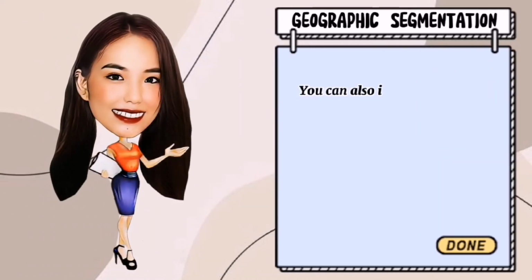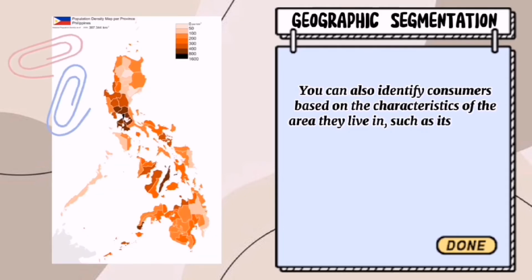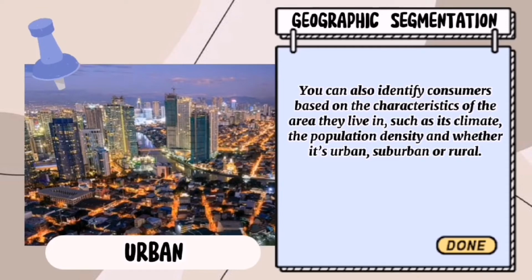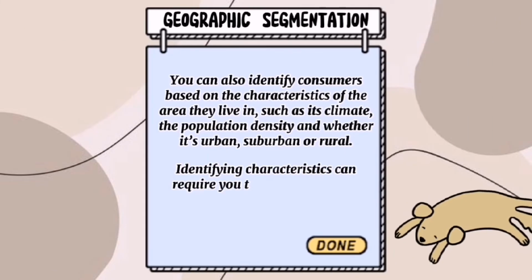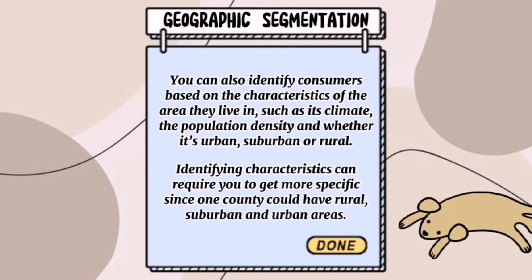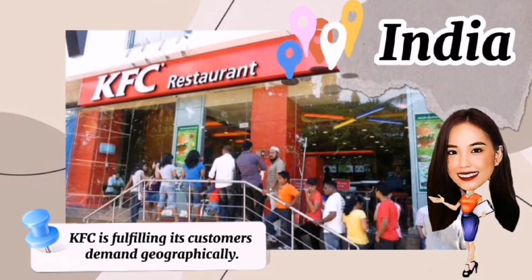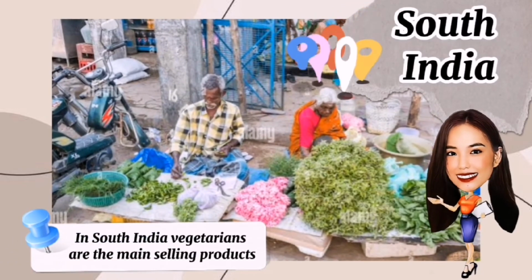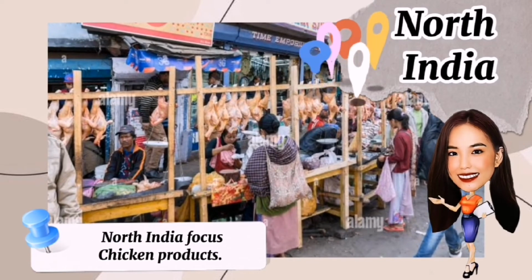You can also identify consumers based on the characteristics of the area they live in, such as its climate, the population density, and whether it's urban, suburban, or rural. Identifying characteristics can require you to get more specific since one country could have rural, suburban, and urban areas. For example, in India, KFC is fulfilling its customers' demand geographically. In South India, vegetarian items are the main selling products, while in North India it focuses on chicken products.